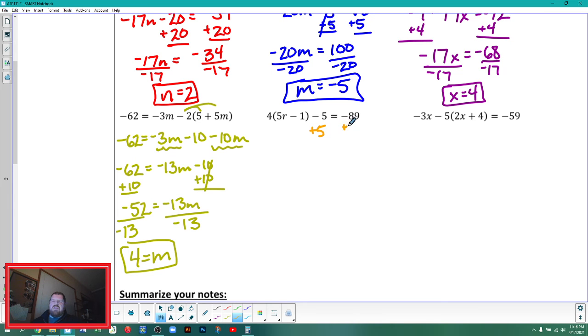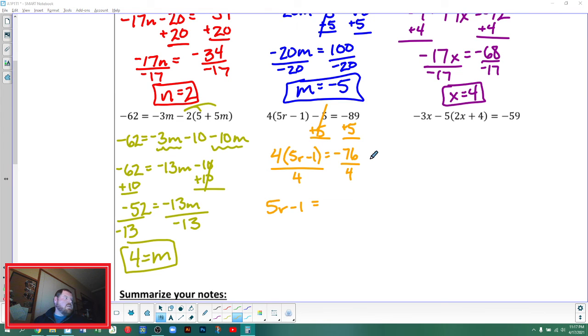I'll add 5 to both sides. And I get 4 times what I'm treating as a variable. My 5's cancel, and that's going to give me, brain's not working too well, 76, negative 76. Divide by 4. Okay, I don't need parentheses anymore. But now I've efficiently solved for the variable, the set of parentheses.